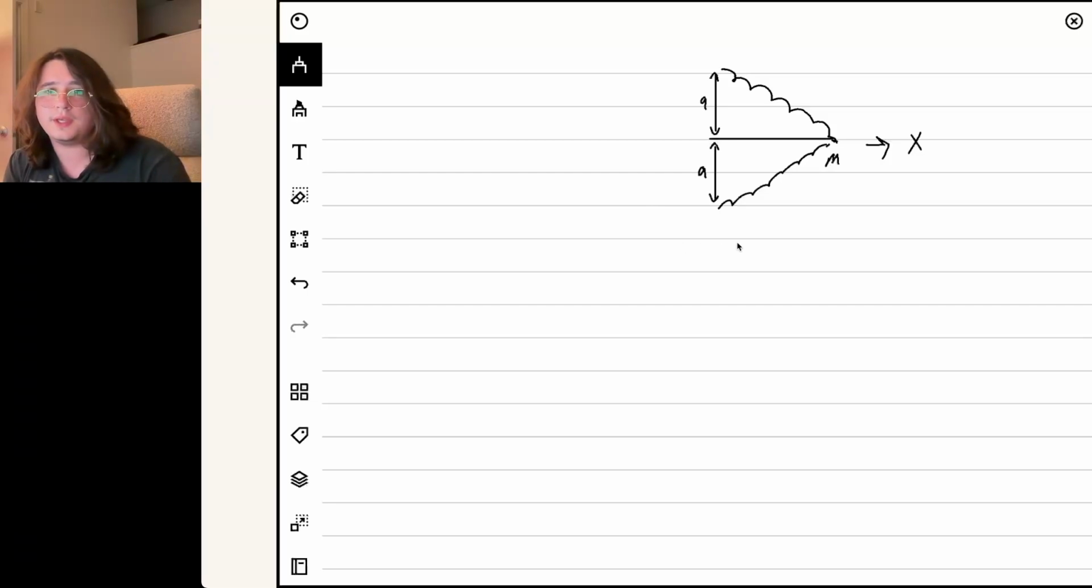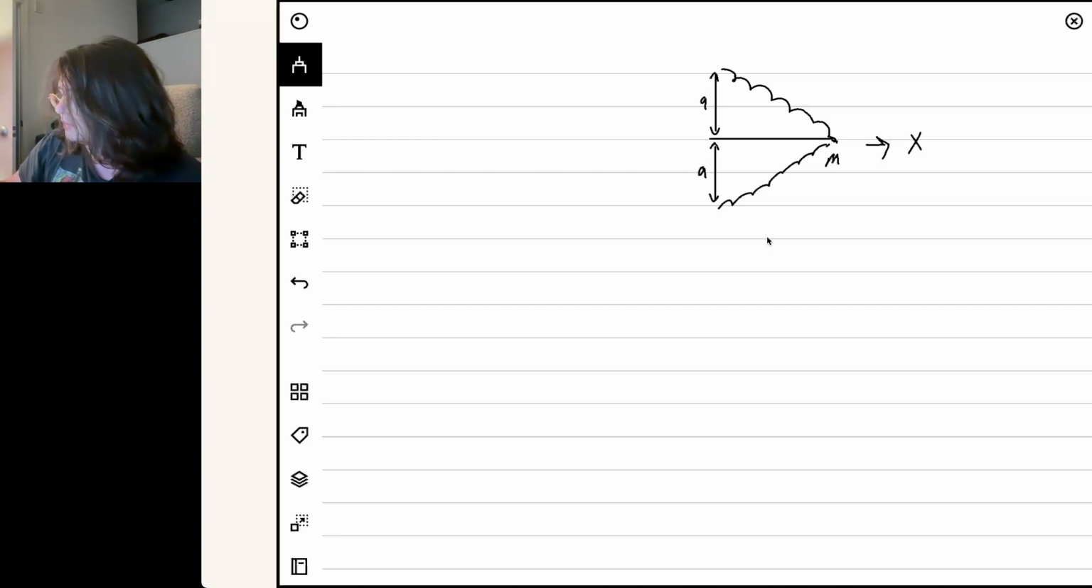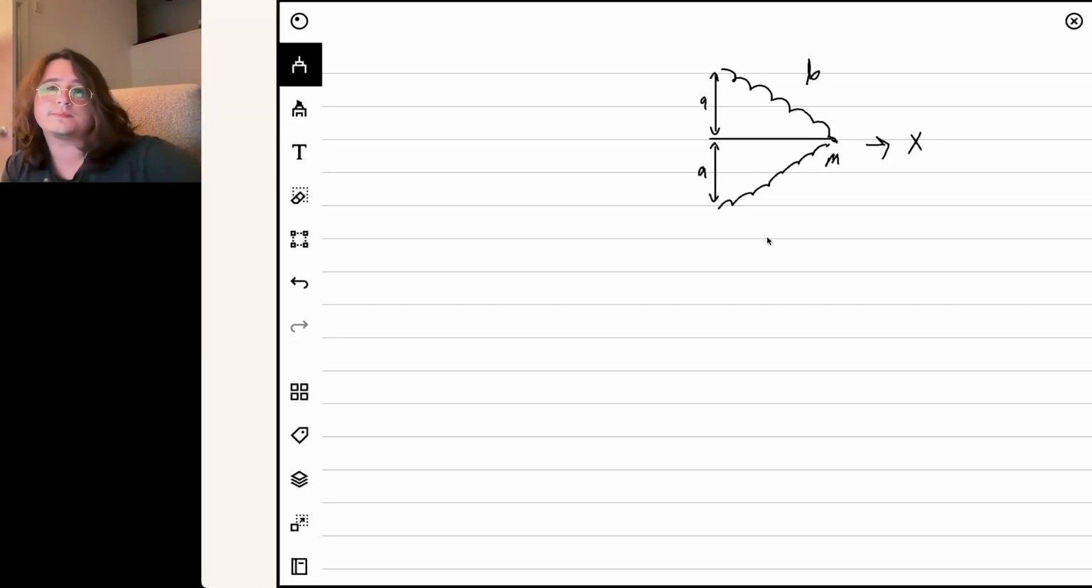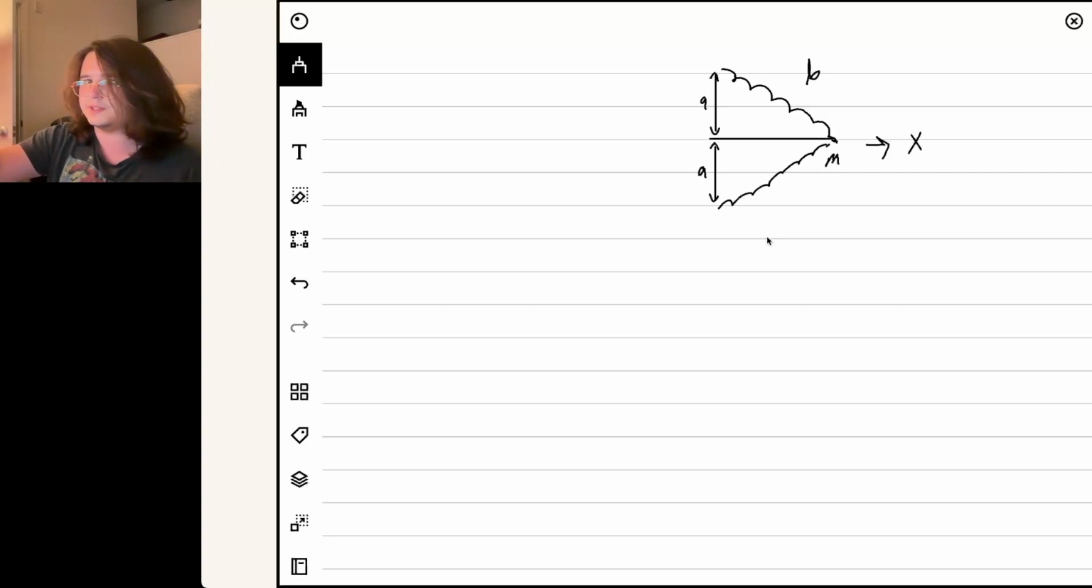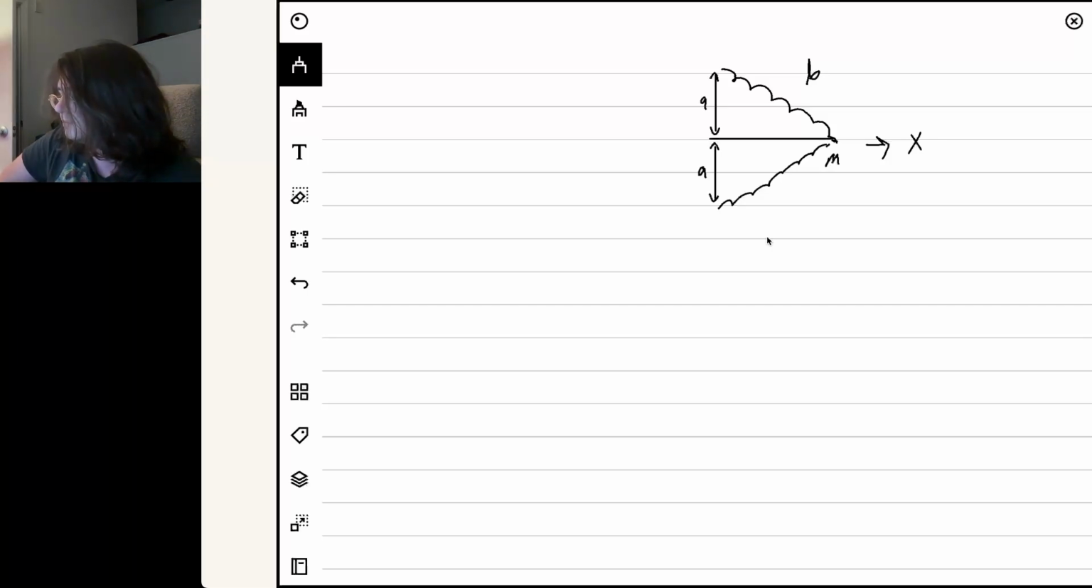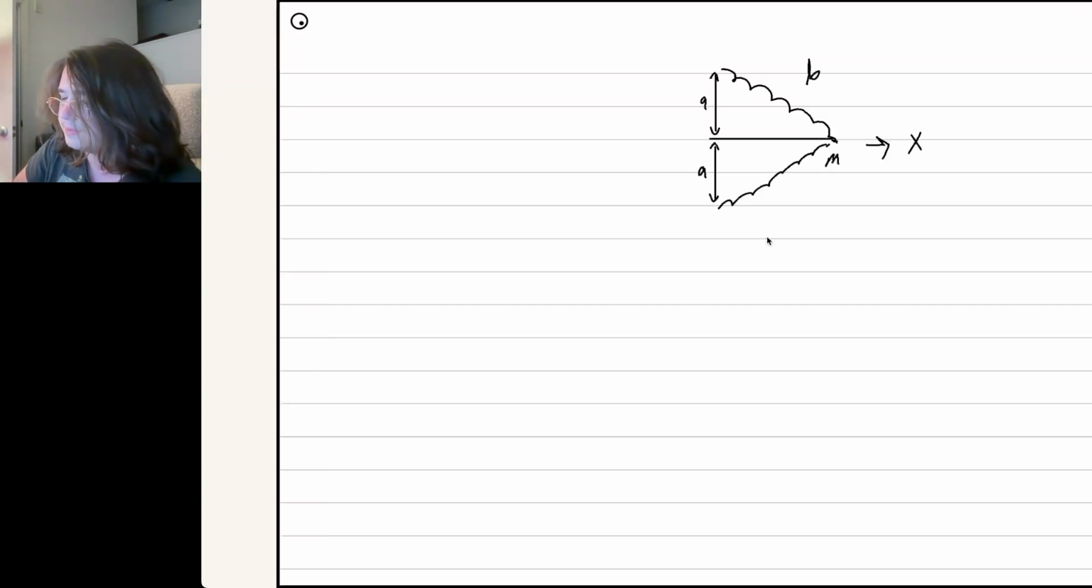We have a mass that is attached to two springs, which have equilibrium length b, and it's allowed to move in the x direction only. So it's moving back and forth while attached to these two springs. And we have to solve this problem to a second order approximation using perturbation theory.